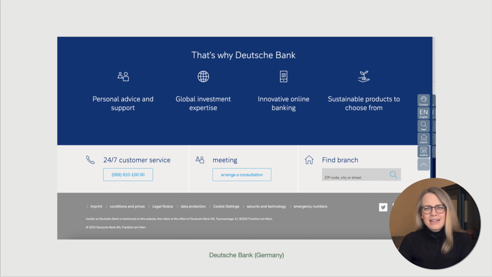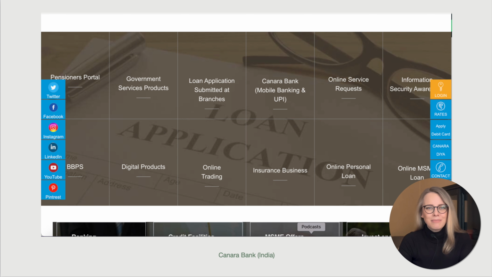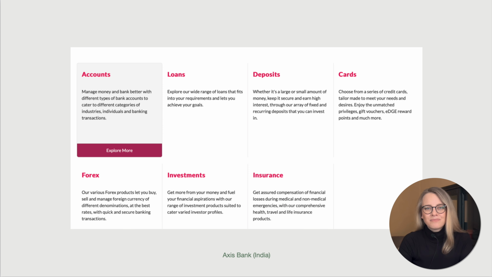And we see that Indian banking websites tend to offer more options, like here, for example, a service or product overview, or here, another service overview. And the number of options tends to be about twice as much, somewhere between 7 and 10.